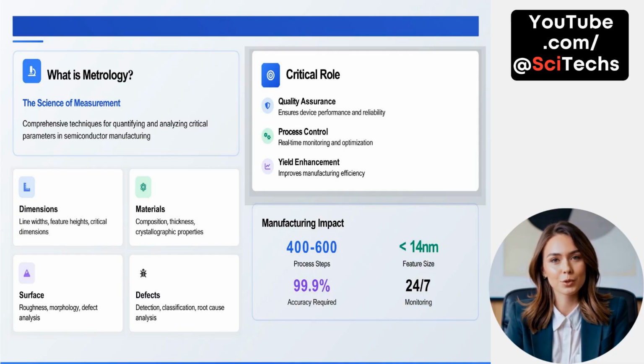Metrology plays a critical role in quality assurance, helping ensure that devices perform reliably. It supports process control by enabling real-time monitoring and optimization. Finally, it enhances yield by identifying inefficiencies. With over 400 to 600 steps and features smaller than 14 nanometers, semiconductor manufacturing demands 99.9% accuracy and constant 24/7 monitoring.